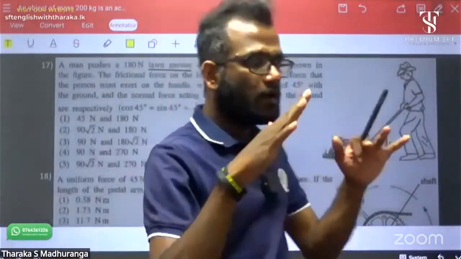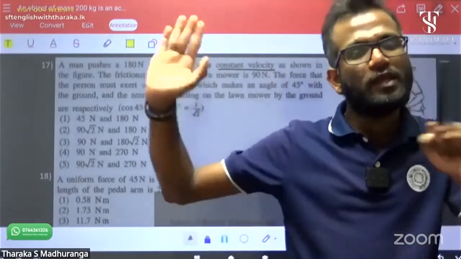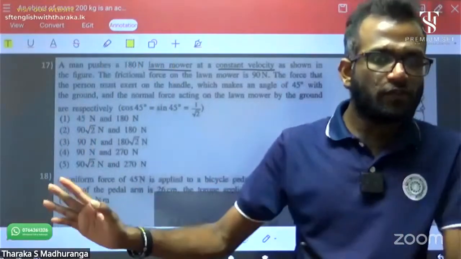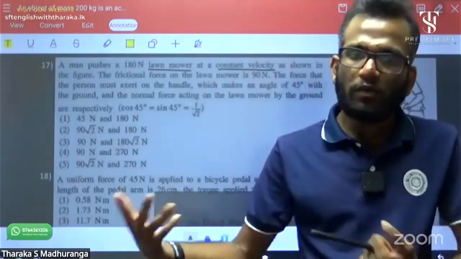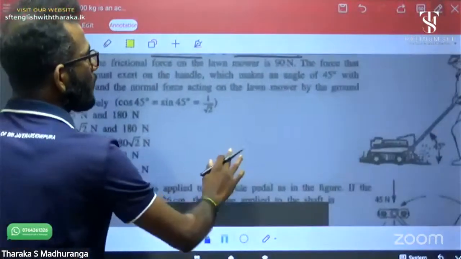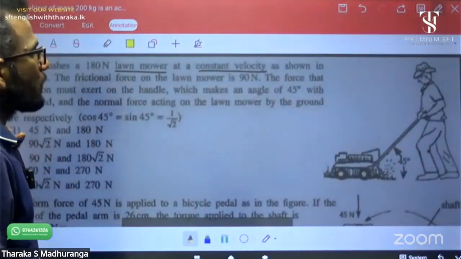Okay. Constant velocity means uniform velocity. A uniform velocity object is balanced. Balanced means Newton's first law, and Newton's first law means it doesn't have an unbalanced force. Okay.